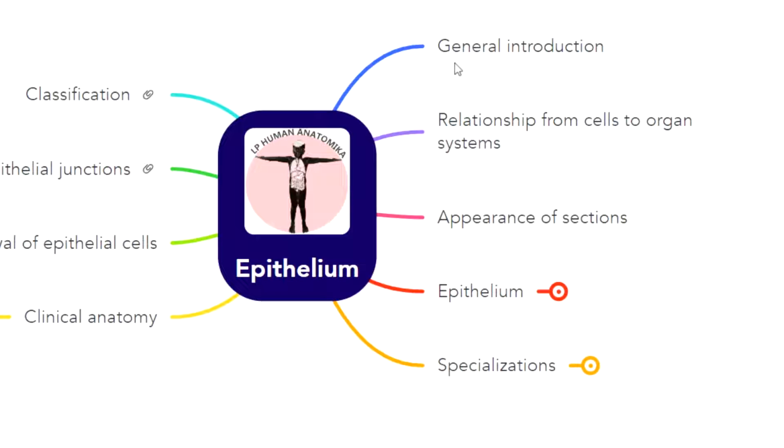So, we went through the general introduction, which dealt with what is histology and how the slides were made. Then we discussed a little bit about the relationship from cells to organ systems. That is, a group of cells with similar function and structure will form the tissues. These are the four basic tissues, and they join to form the organ, and the organs which are having similar structure with minute differences and similar functions go on to form the organ systems.